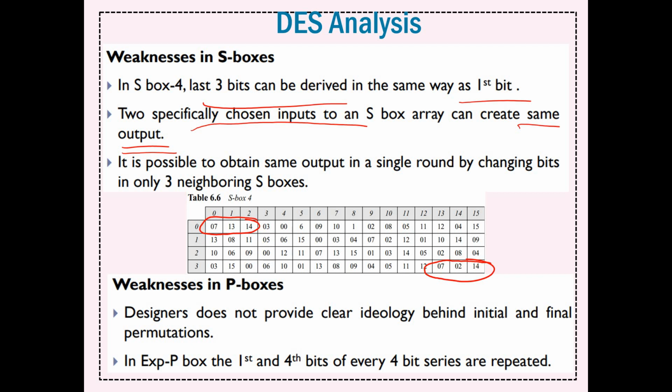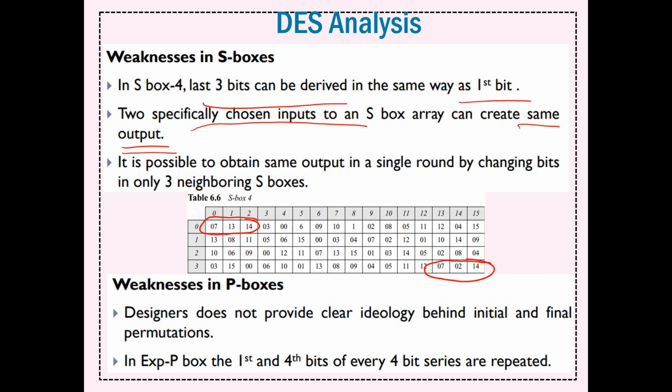The third one, as you can see, is that it is possible to obtain the same output in a single round by changing bits in only 3 neighboring S boxes. So these are design faults with respect to DES, particularly with the S box, when it was conceived as the algorithm. So there is a need to change this tabulation as such. In general, that's the meaning.